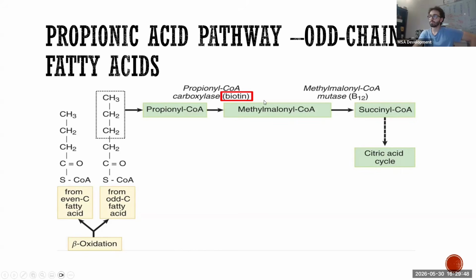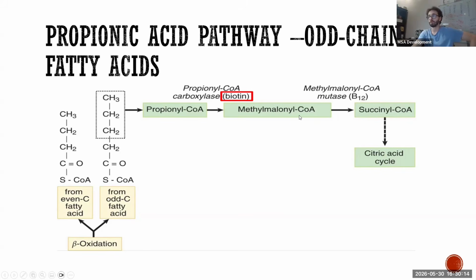Propionyl-CoA will become methylmalonyl-CoA. Through what enzyme? Propionyl-CoA carboxylase. And this enzyme needs biotin. So this is the second enzyme today that needs biotin. The first one, what was it? Acetyl-CoA carboxylase in fatty acid synthesis, acetyl-CoA to malonyl-CoA. This is the second enzyme, propionyl-CoA carboxylase, and it needs biotin to transfer the carboxyl group and make propionyl-CoA into methylmalonyl-CoA.